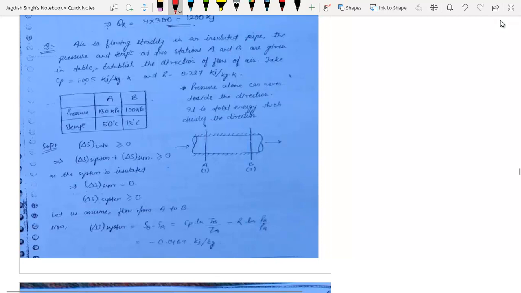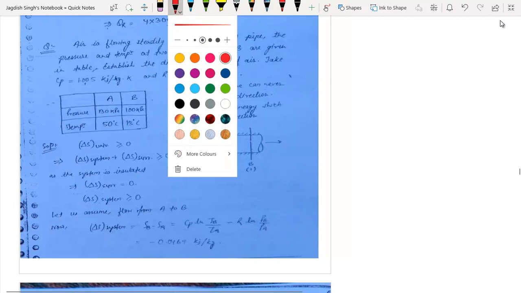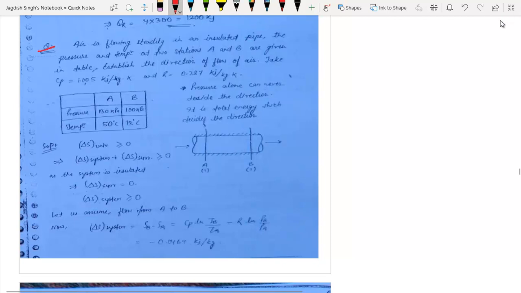In this session, we'll discuss some numericals based on entropy. So this is a very beautiful problem, right? I'm taking this one. The air is flowing steadily in an insulated pipe. The pressure and temperature at two stations A and B are given in the table. Establish the direction of flow of air. Take Cp equal to this one and R equal to this one.